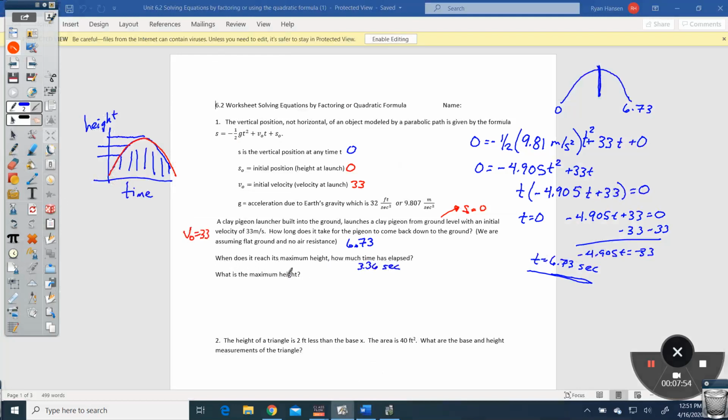So that's how much time. Now what is the maximum height? Well, I plug that back in to this equation. I plug in 3.36 because now I know how long that thing's in the air for its maximum height. And its initial velocity is 33. The time is 3.36 plus 0. So now I just type this into the calculator and that'll give me my maximum height.